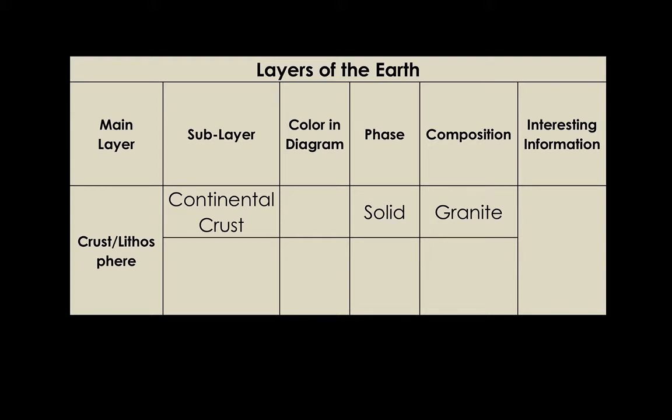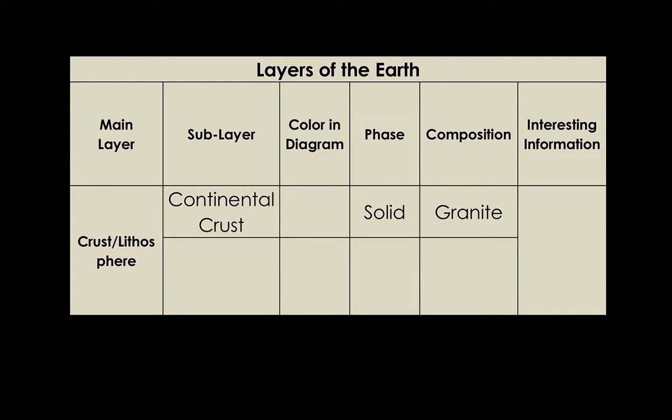There are two sublayers that make up the crust, and the first one is the continental crust. Just like the name sounds like, it is the continents, right? It's the land that's on the surface of the Earth. The phase of matter that you will see this in is solid, and its primary composition is granite.